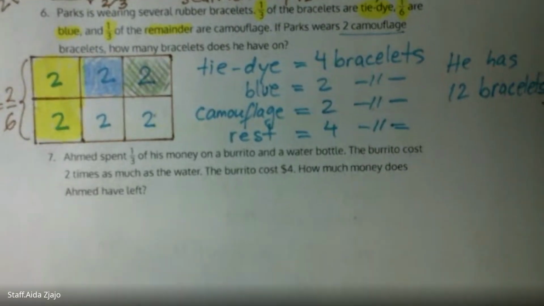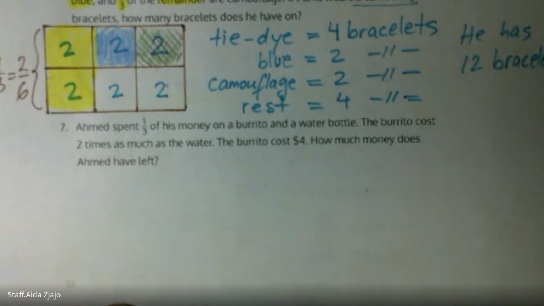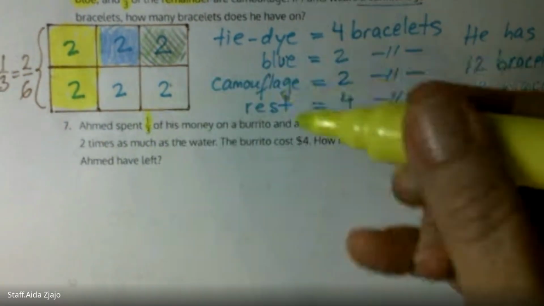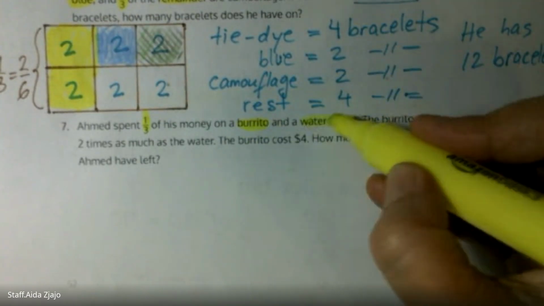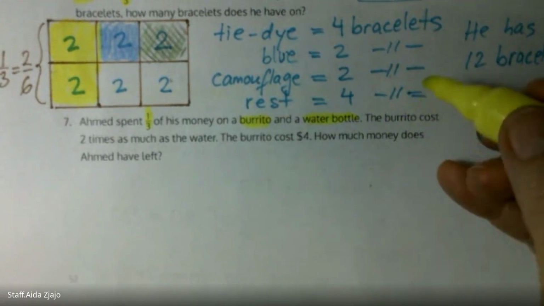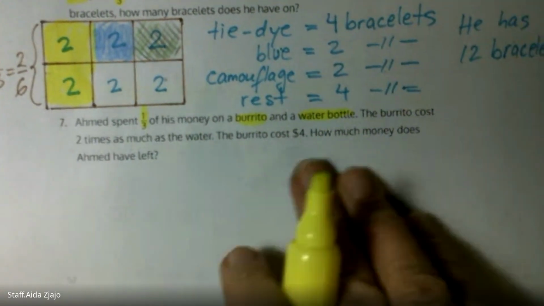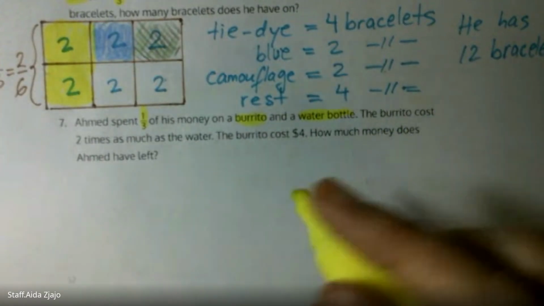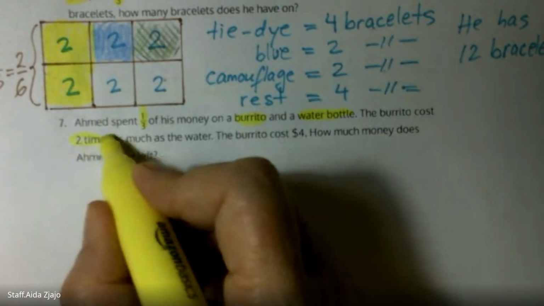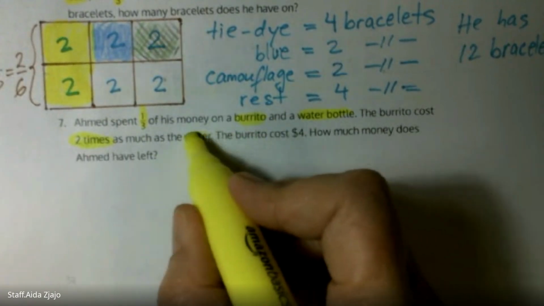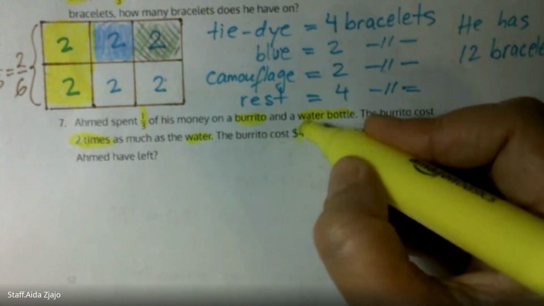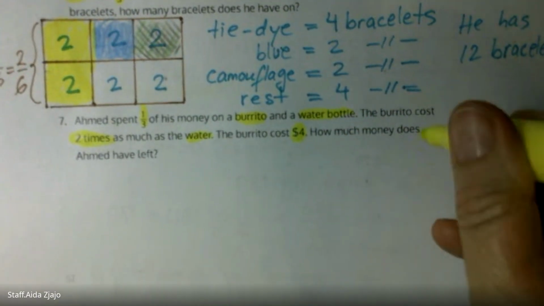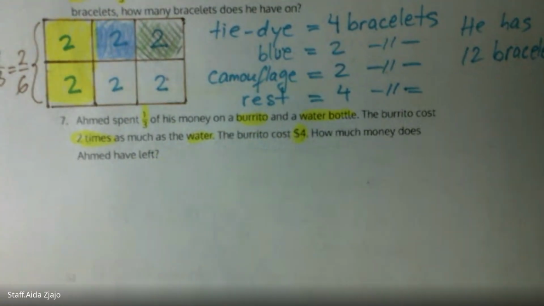Okay, now let's see the last one. Ahmed spent 1/3 of his money on a burrito and a water bottle. The burrito cost 2 times as much as the water. The burrito cost $4. How much money does Ahmed have left?